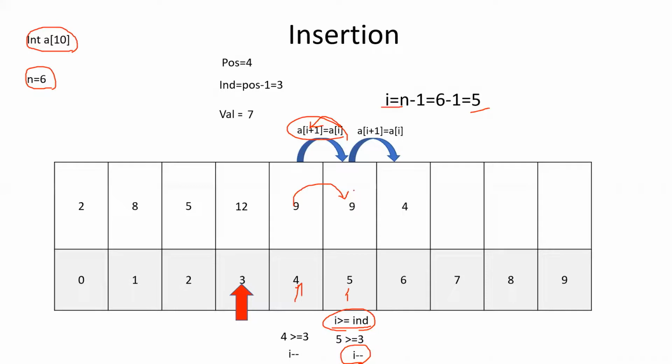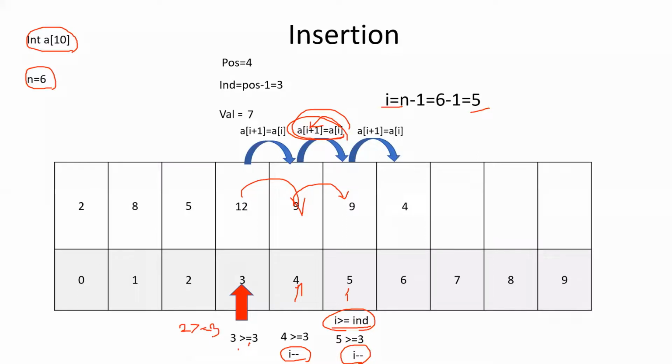Again, we will be decrementing I. See, these 2 steps we have to do, right? This copying also has to be done and we are decrementing I. Then I value becomes 3. 3 is equal to 3. 3 is not greater than 3, but the equal-to condition is satisfied. So again, we have to do the same thing, that is A of I plus 1 equal to A of I, right? So we will be copying this 12 into the position where 9 is. After that, we will decrement the value of I again. So I value will become 2. What will happen then? Again, we have to check whether 2 is greater than or equal to 3.